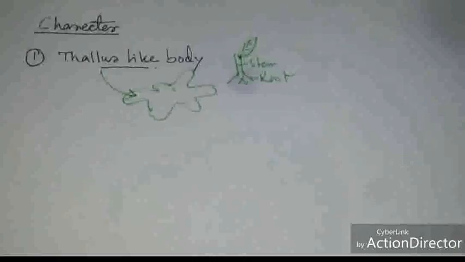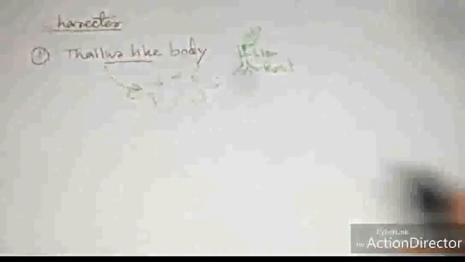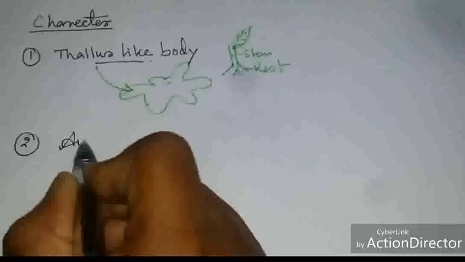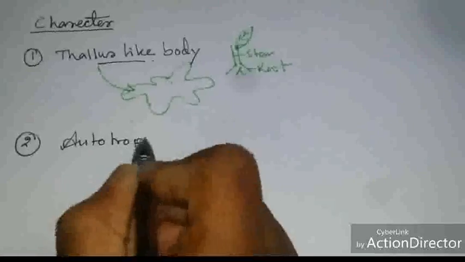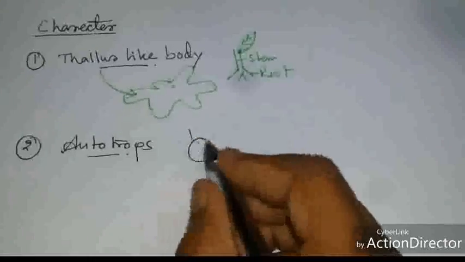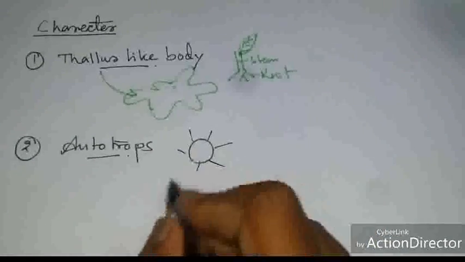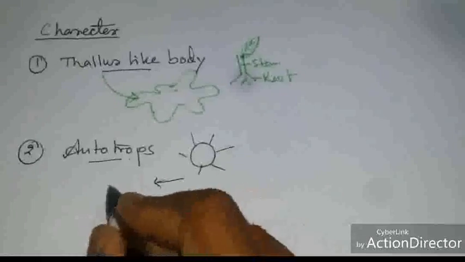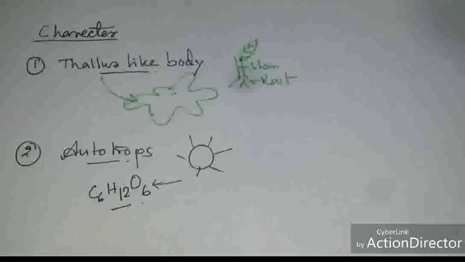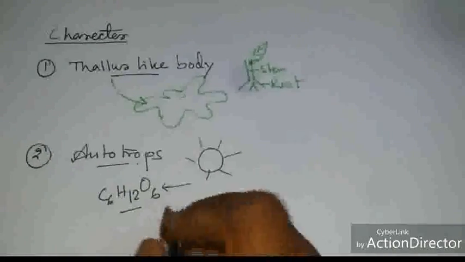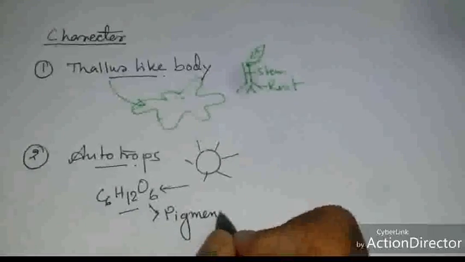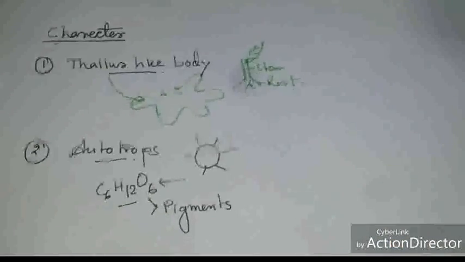Second, they are autotrophs. Means they prepare their own food by the photosynthesis method and prepare sugar, glucose type food, by the help of some pigments like chlorophyll and others.